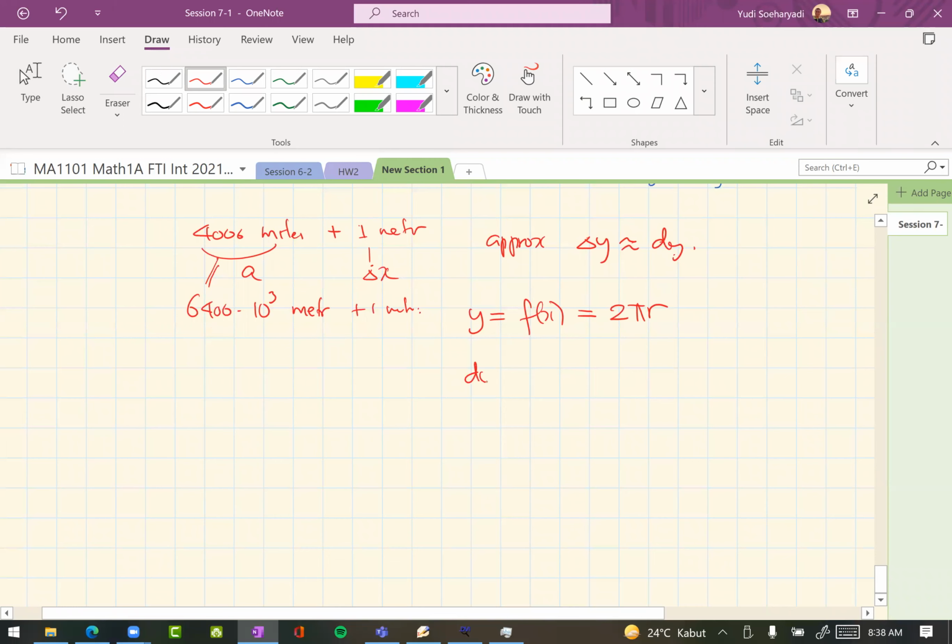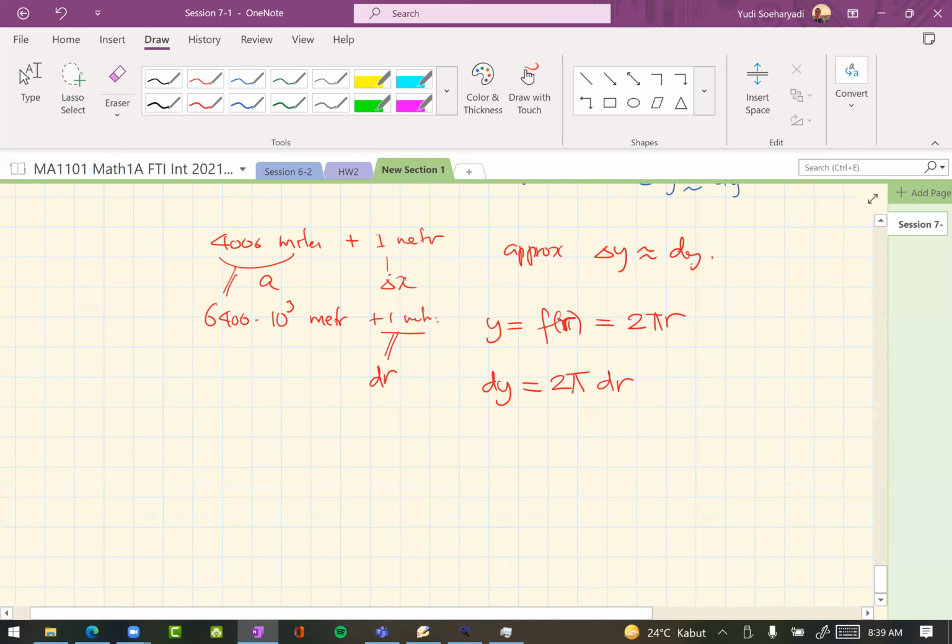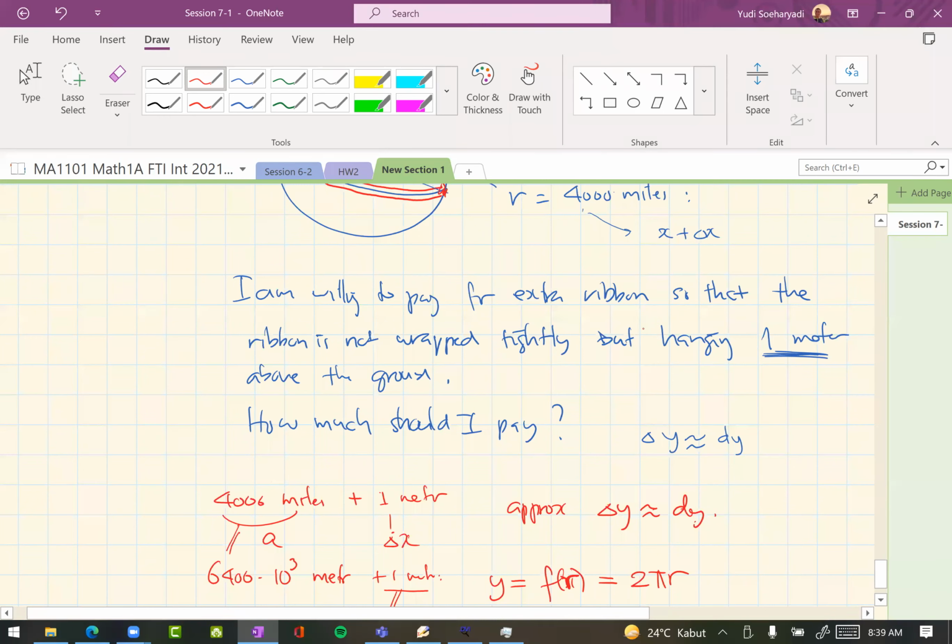All right, so when you compute dy, that's easy because there's only 2 pi. Yeah, that's it. 2 pi r. See, this disappears. So when you compute this one here, this is our dr. Sorry, this should be, just make it r. Okay, so what I'm saying here is that I'm willing to pay for that extra length, right? I'm willing to pay for an extra ribbon.